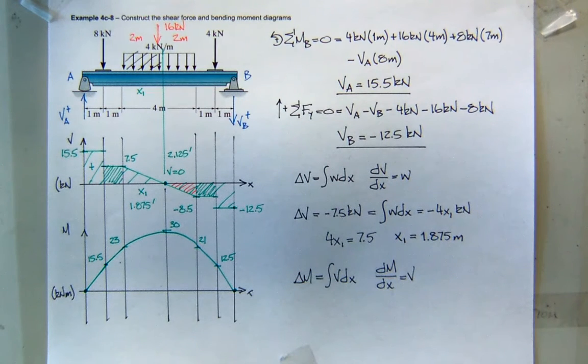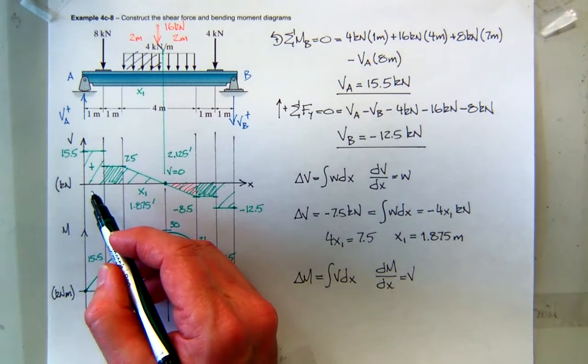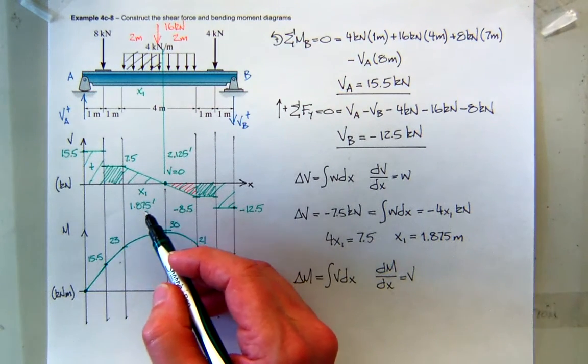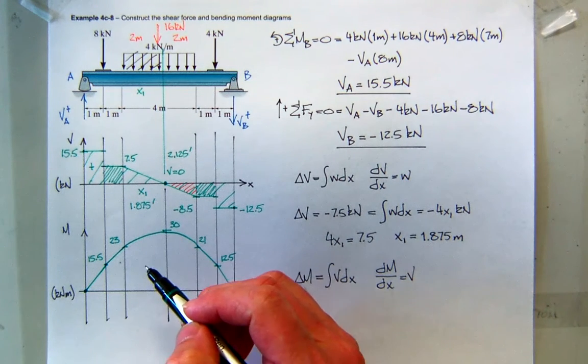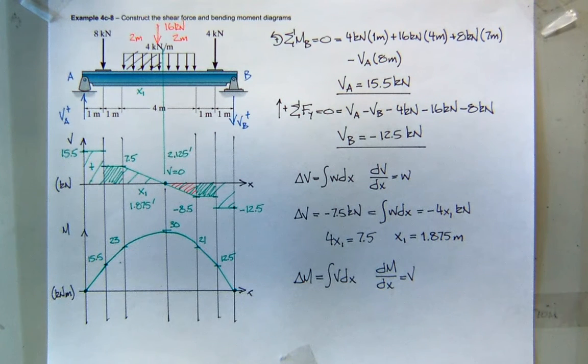So where's the maximum moment? 30. That's the value. It occurs where? Here, and that would be 1 plus 1 plus 1.875 meters from A, so that would be 3.875. So now you know where the maximum moment is and where it occurs. That's a very doable problem for the exam.